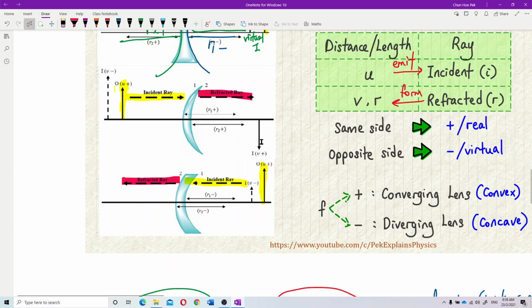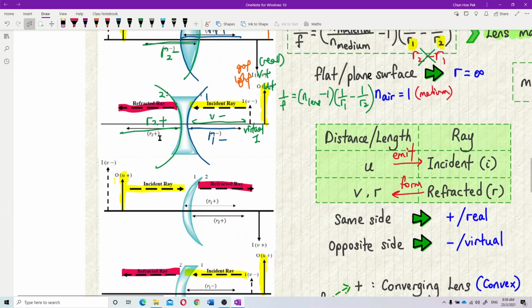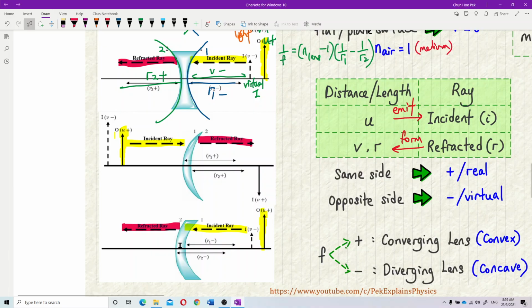Yeah, this is also important. Now, if you want to know about convex meniscus and concave meniscus, please refer back to the previous video. Now, okay, look at this one. This is a convex meniscus.